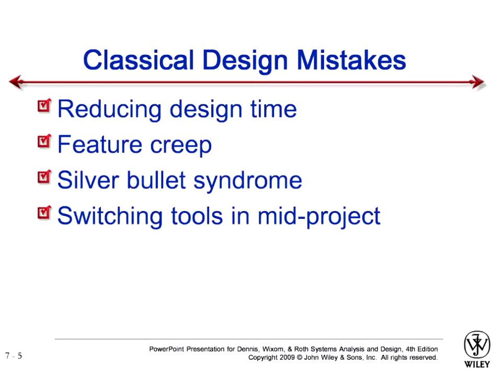Now there are certain classical mistakes which many people make when they are making a design, so we have to be very careful about them. Some classical design mistakes are reducing design time, feature creep, silver bullet syndrome, and switching tools in mid-project. So these are the classical design mistakes.